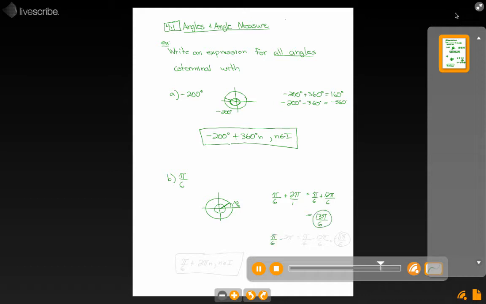Pi over 6 minus 2 pi means pi over 6 minus 12 pi over 6, which is negative 11 pi over 6, would be another coterminal angle. But we're asked for an expression for all of them, so we'll take pi over 6 plus 2 pi times n, where n is any integer, in the same way we did the last question, the only difference here being that this one is in radians and the first one was in degrees.